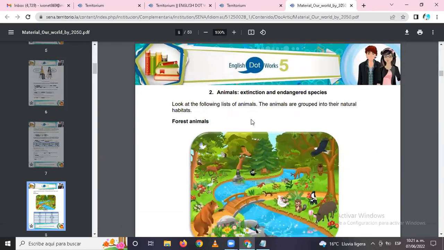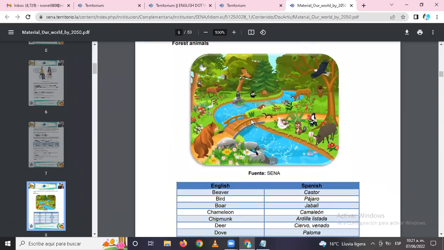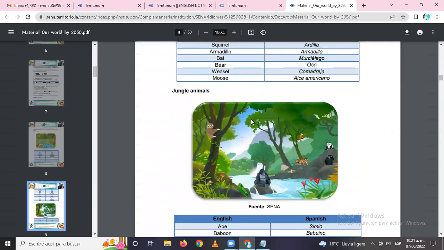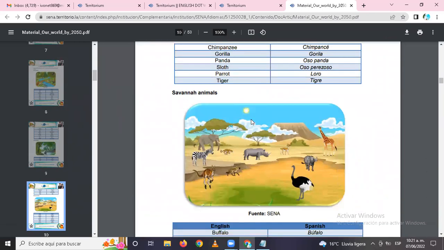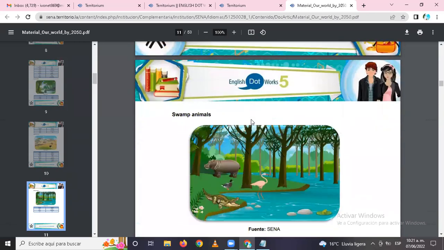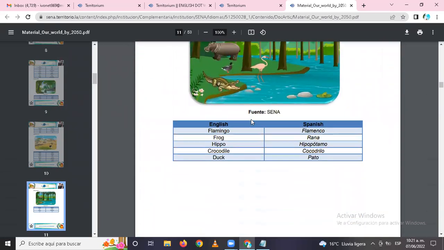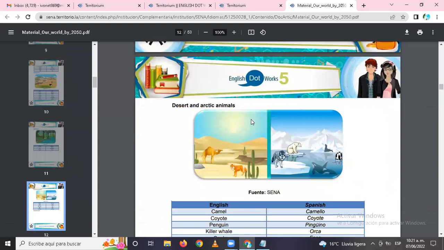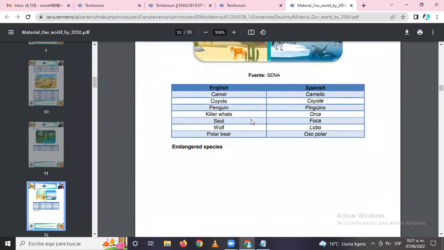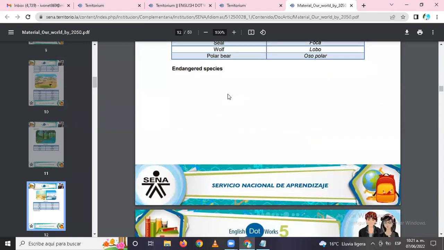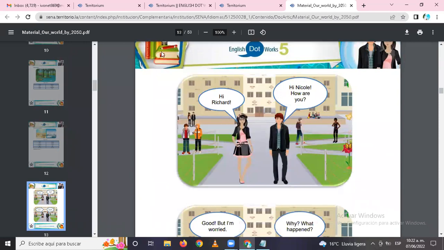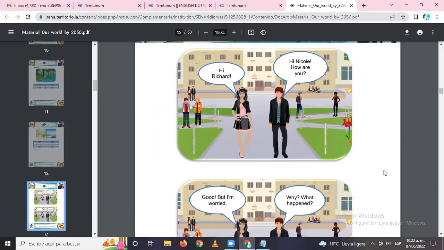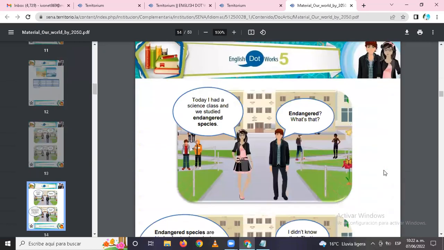Here in the second part, we have some vocabulary. Please look at it for its animals, jungle animals, savanna animals, swamp animals. These are Antarctic animals, endangered species. And here we have another contextualization about endangered species, but we're not going to look at that.